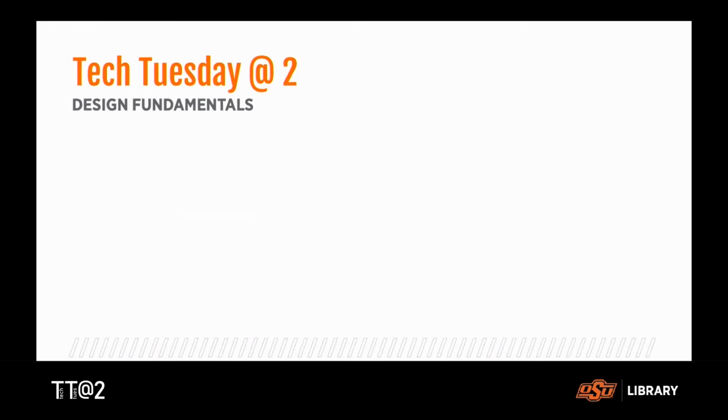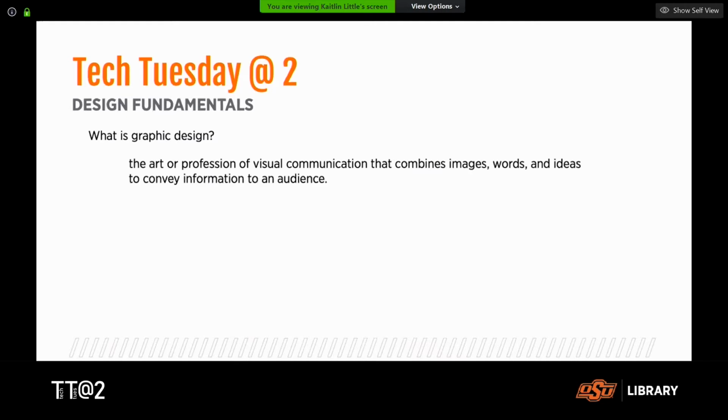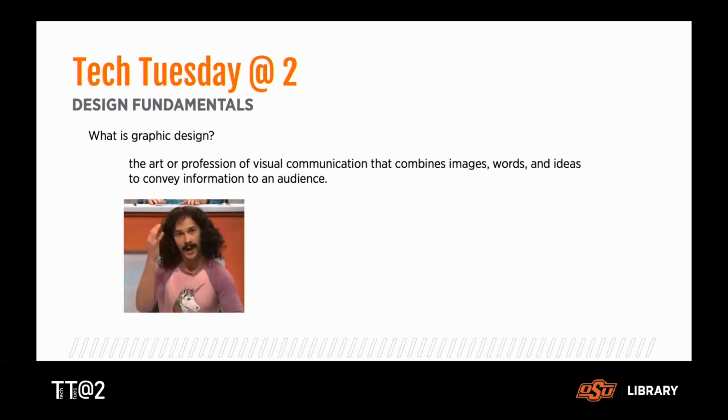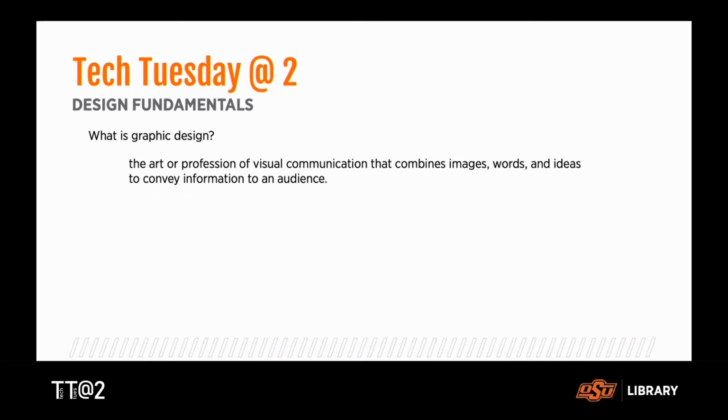To understand design, first you have to understand what it is. So essentially, what is graphic design? It's the ability to turn images, words, and ideas into a visual message that conveys information to a particular audience. In other words, it's magic. In all seriousness though, basically graphic design is the ability to just visually communicate something.